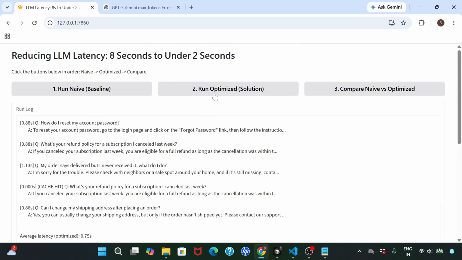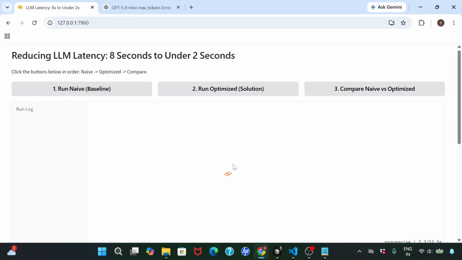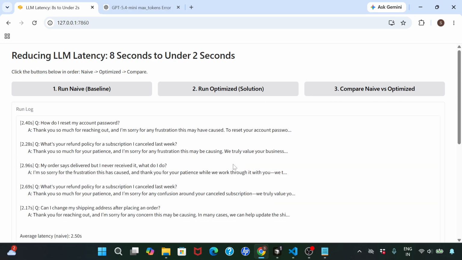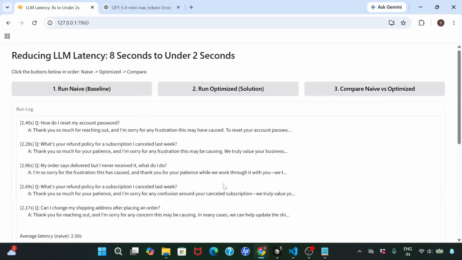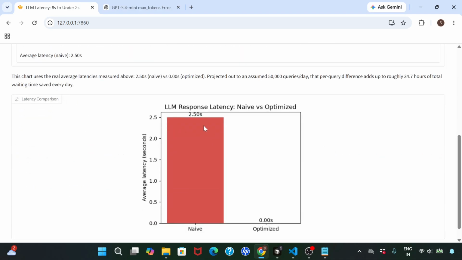Now if I go back and rerun this again, you will see that because I have already sent these questions and I already have the answers, the latency is 0. But here if I run it, it will go back and run the same questions again. It is not going to use a cache, so obviously it will cost you the same or similar tokens. Again you will see 2.5 seconds. If I run the compare model, you will see this is 2.5 seconds and this is 0 seconds because it is using the cache, right? So these are a couple of things that you can do.